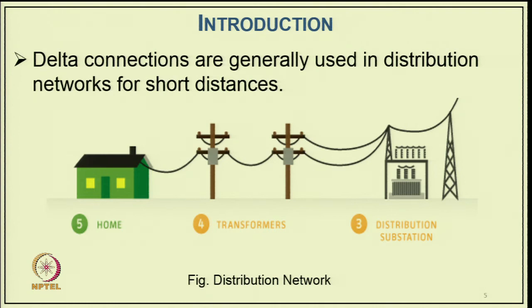However, delta connections are used in distribution networks for short distances, from the distribution transformer to different households or different loads which are distributed on the distribution transformer.